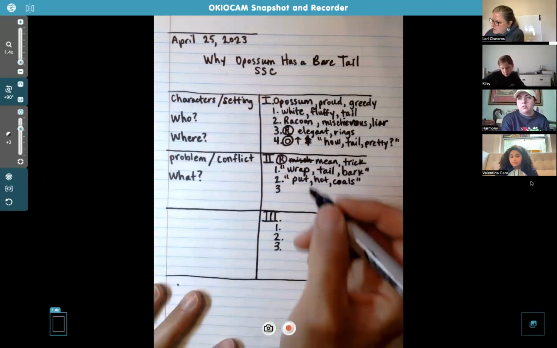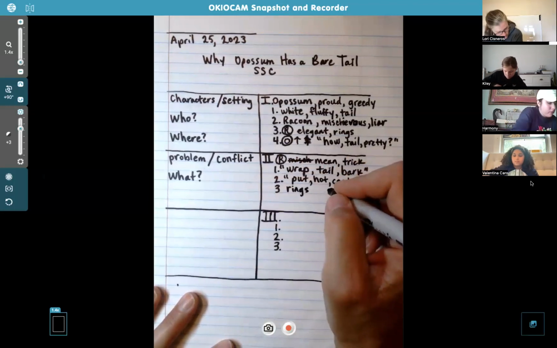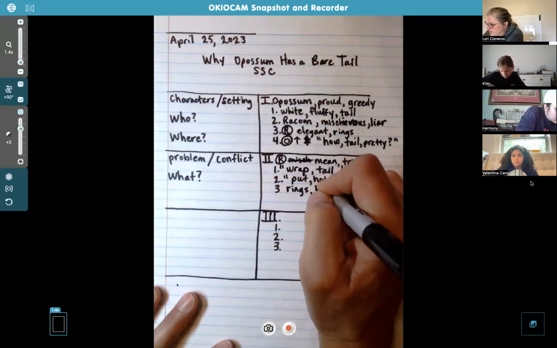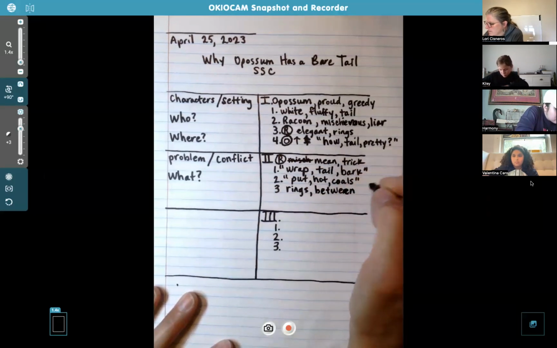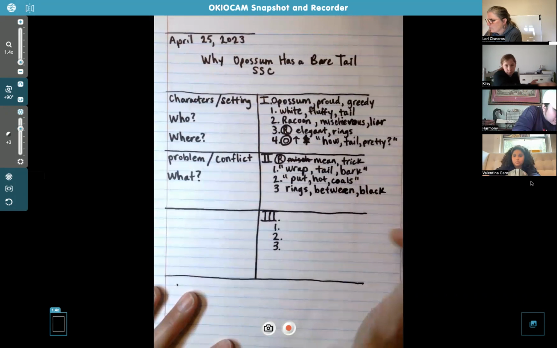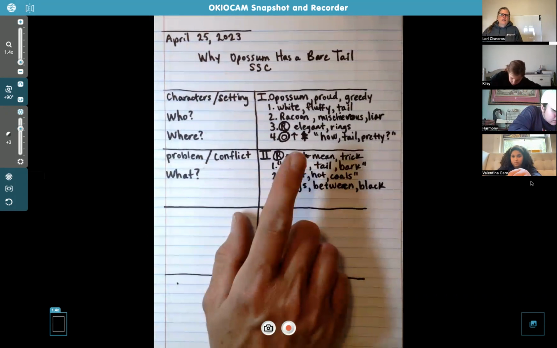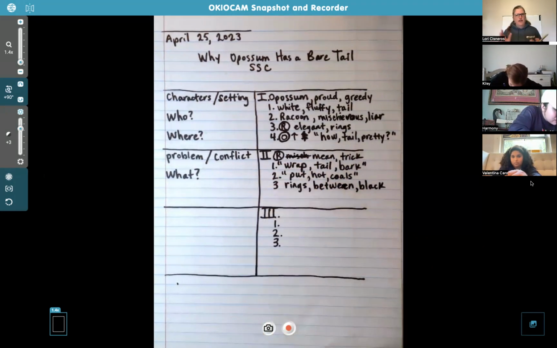So let's put, he says the rings between the bark will be black. That's what he promises. So that is the problem, but guess what? I don't think Opossum realizes it's a problem yet, because he's just saying, hey, all you got to do is wrap this stuff around your tail and go over there and put your tail inside the hot coals. And that's all you got to do. That's how I got my rings.